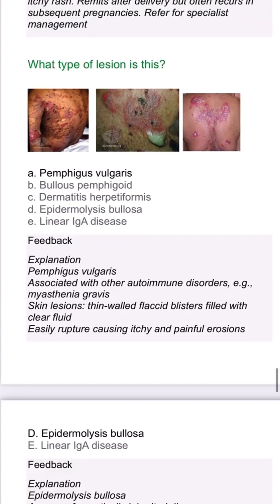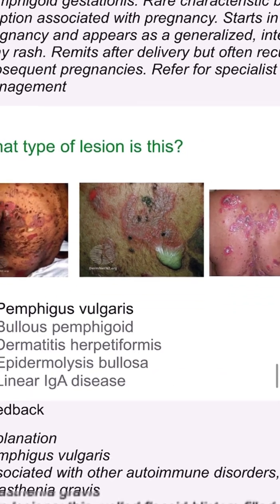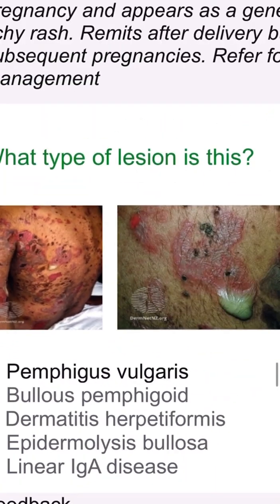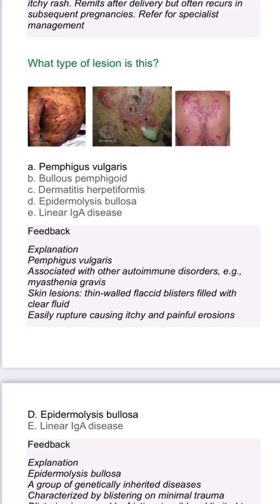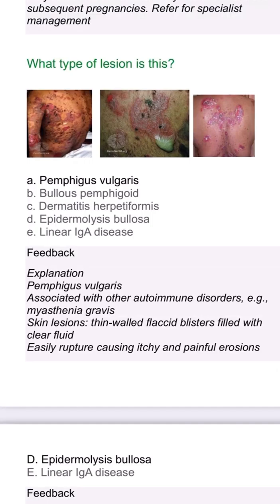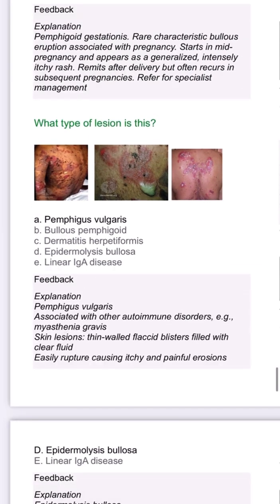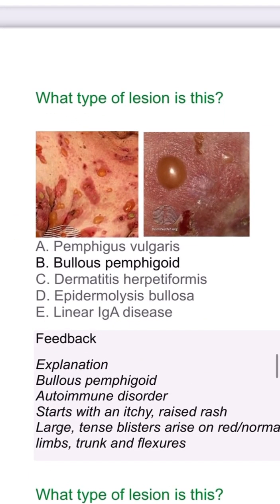Okay. So what type of lesion is this? So these are pemphigus vulgaris. Pemphigus is associated with other autoimmune disorders like myasthenia gravis. The skin lesions are thin-walled, flaccid blisters filled with a clear fluid, which easily rupture, causing itchy and painful erosions. Okay, vulgaris lesions easily rupture. So pemphigus vulgaris. What type of lesion is this?